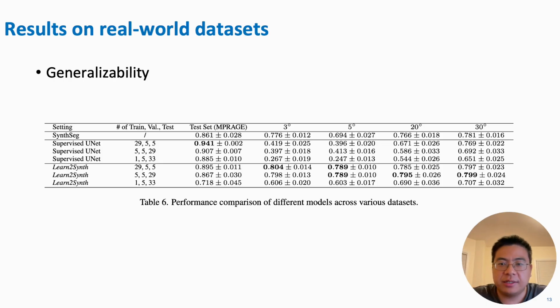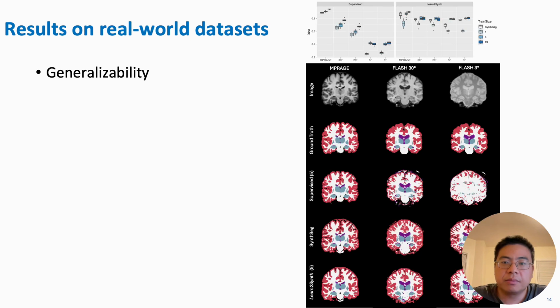We further test on unseen imaging contrasts, showing the model's generalizability. Even when the acquisition protocol changes, the learned augmentation still helps maintain high performance. These plots summarize the transfer results across sequences and scanners. Learn2Synth consistently outperforms conventional domain randomization baselines, validating its generalizability.